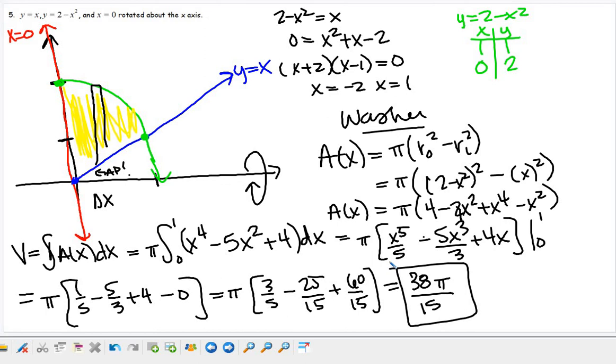Now you could have combined that a little differently. Makes no difference how you do that algebra part. Just got to combine like terms, whatever makes sense to you.